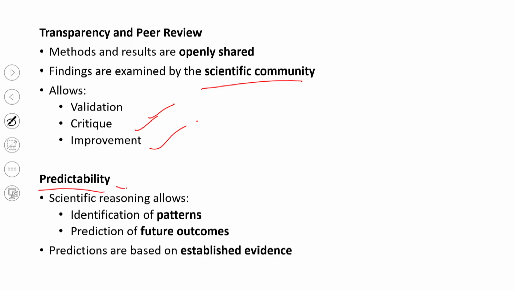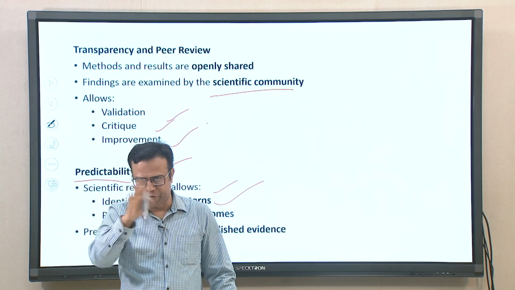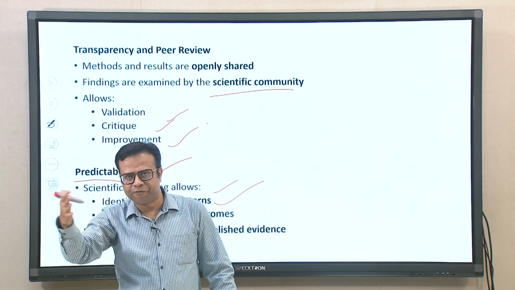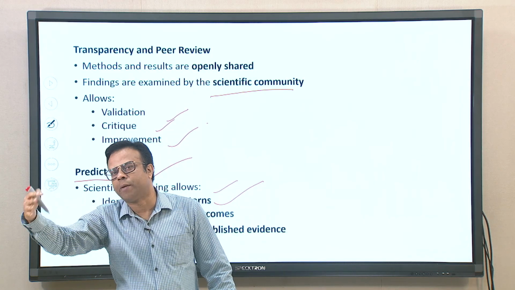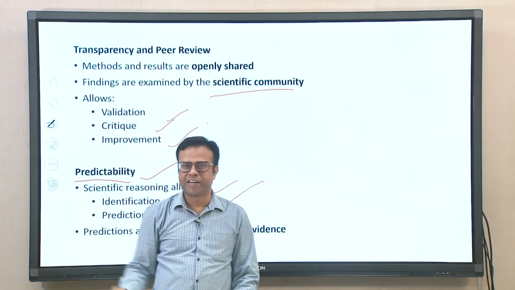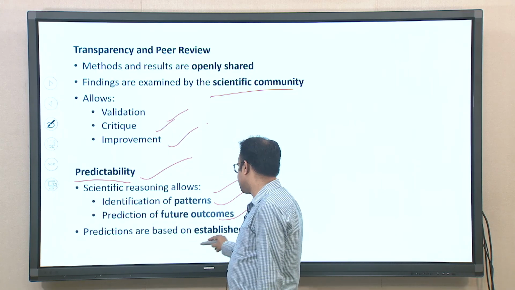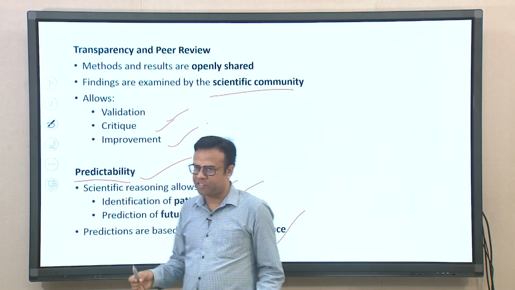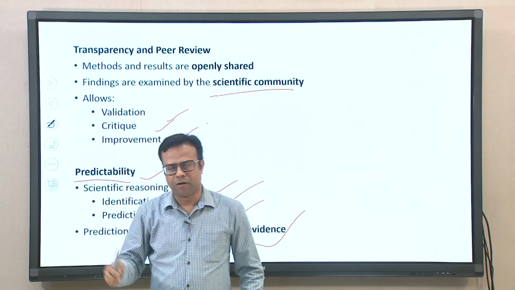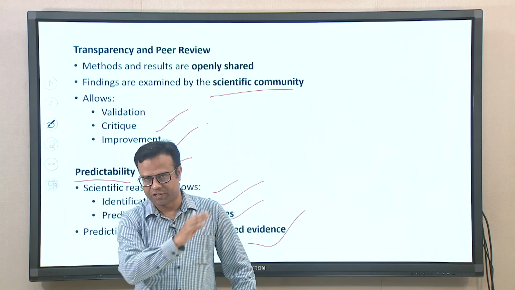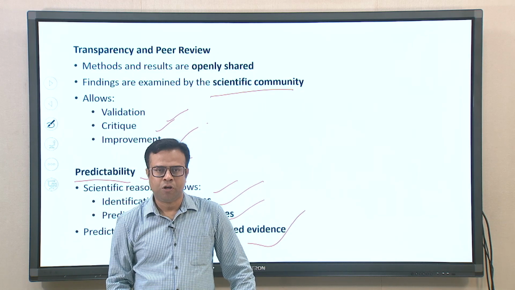Another important factor is predictability. Scientific reasoning allows identification of patterns. If you know the patterns of certain behavior or certain kind of phenomena, you can make predictions. If this is what is happening, it is more likely to happen tomorrow also. So, that is the predictability part of it. Prediction of future outcomes. Predictions are based on established evidence. So, if you have established evidence, you can make certain conclusions, which we discussed in the last lecture also.